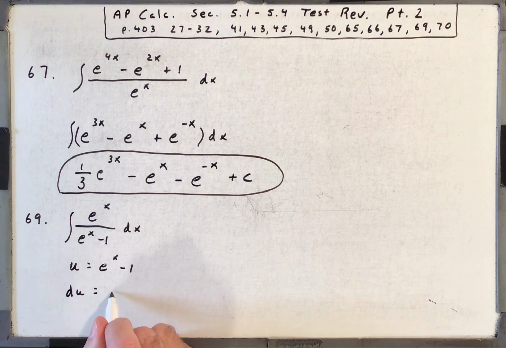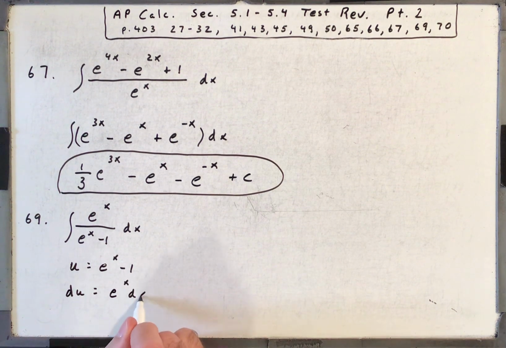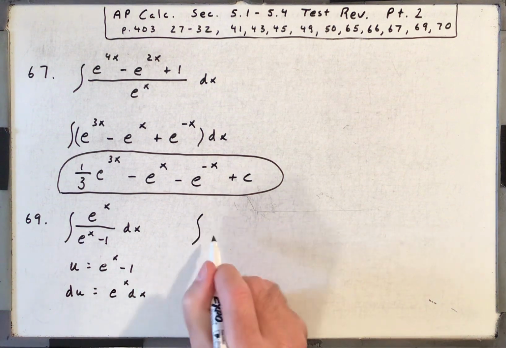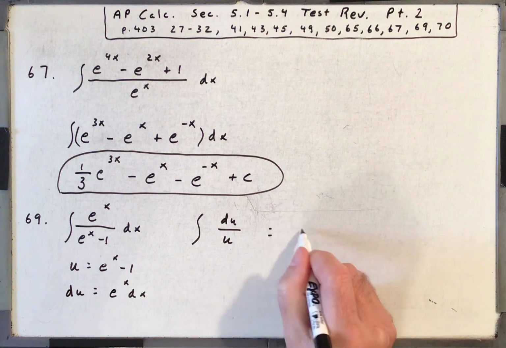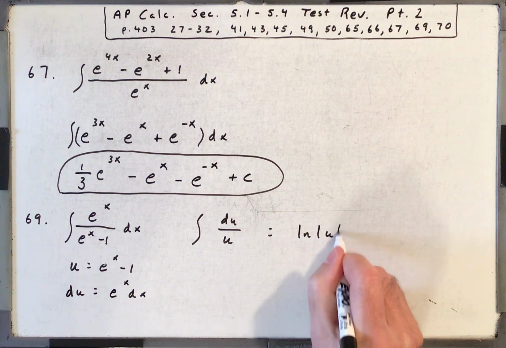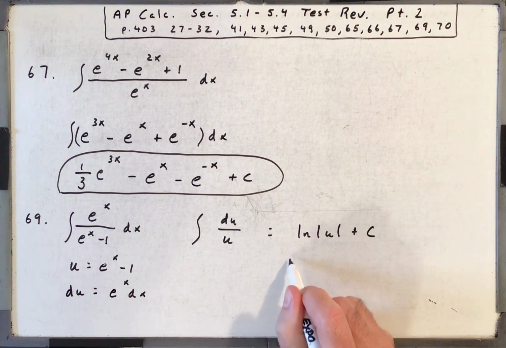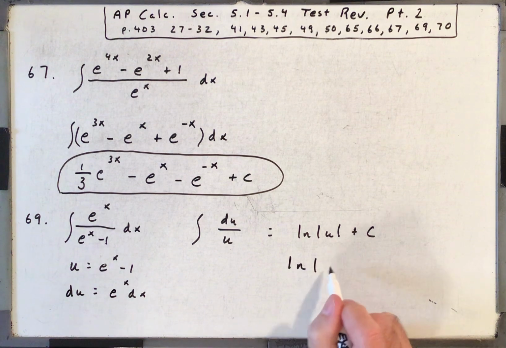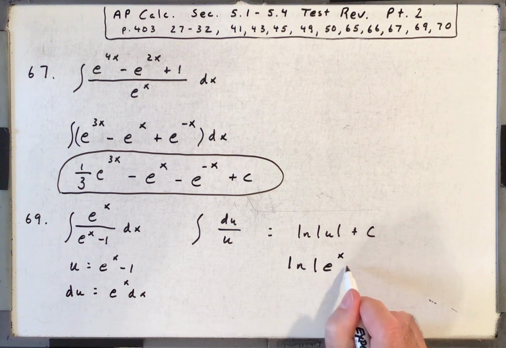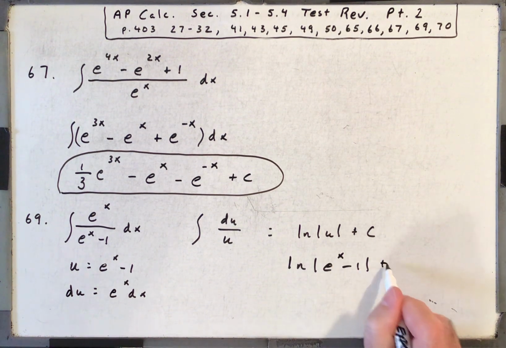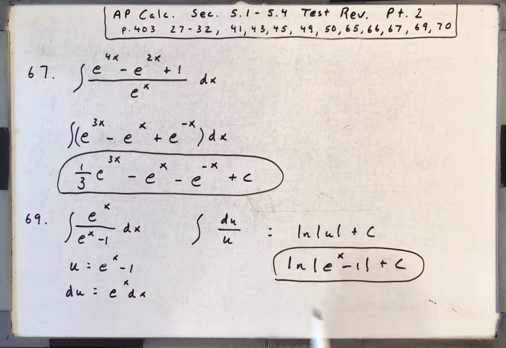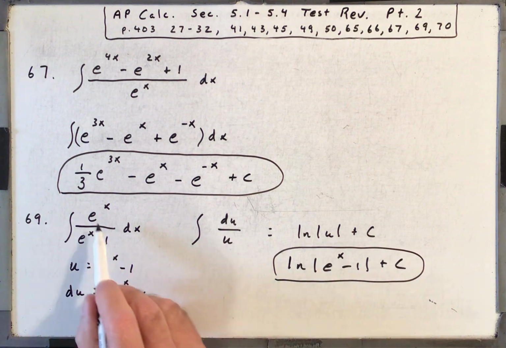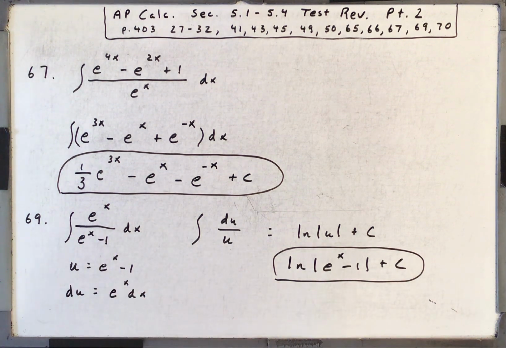So du is just e to the x dx. That's what we have on top. So we can rewrite this as just du over u. And you know that's the natural log of the absolute value of u plus c. So that's the natural log of the absolute value of e to the x minus 1 plus c. And I can check that by taking the derivative with my eyeballs. It'd be 1 over e to the x minus 1 times e to the x, which is just this.